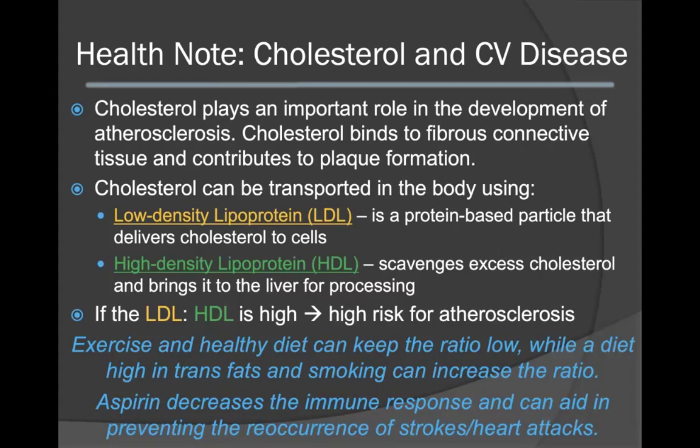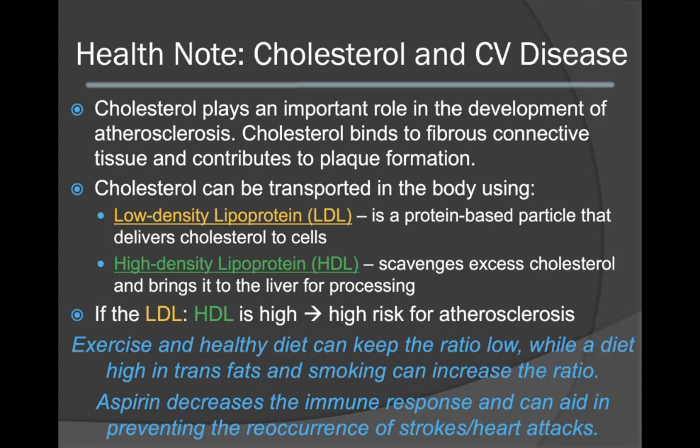If the LDL to HDL ratio is high, this typically means that an individual is at high risk for atherosclerosis. If the LDL to HDL ratio is low, this is a much healthier result for an individual. This is because you would want a higher percentage of HDL circulating. That means that your body has a mechanism to get rid of excess cholesterol through your diet. In general, exercise and a healthy diet can help to keep that ratio low. However, a diet high in trans fats or processed foods, as well as smoking, can increase the ratio.